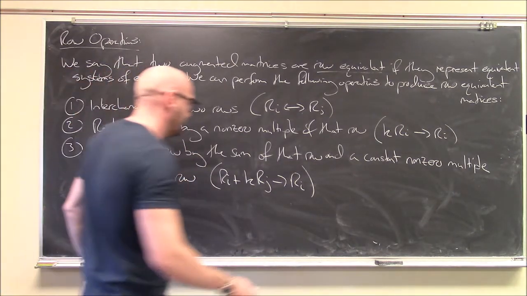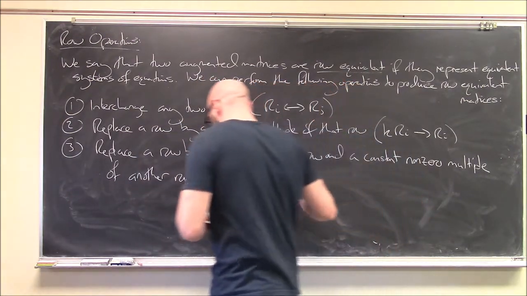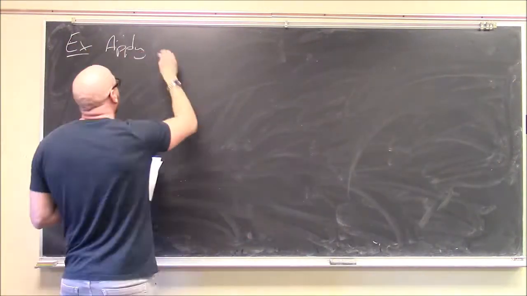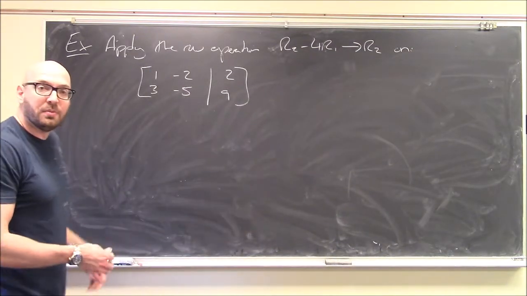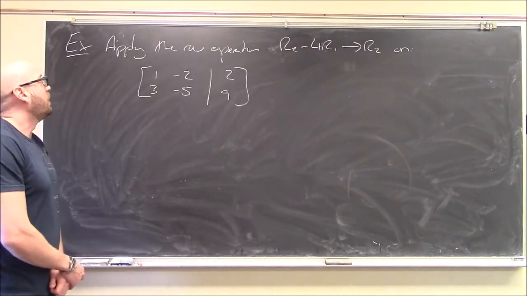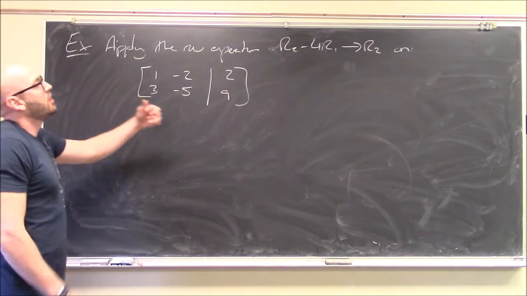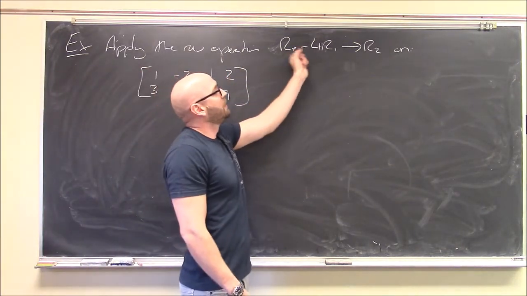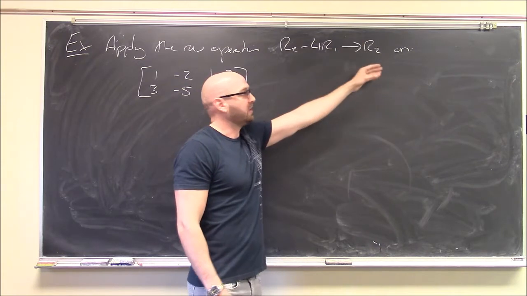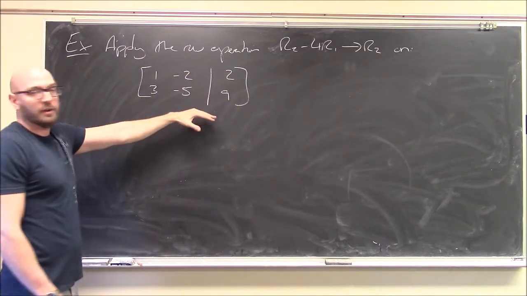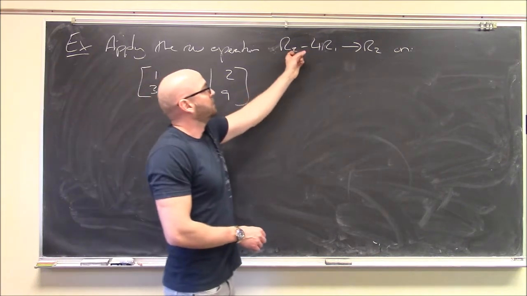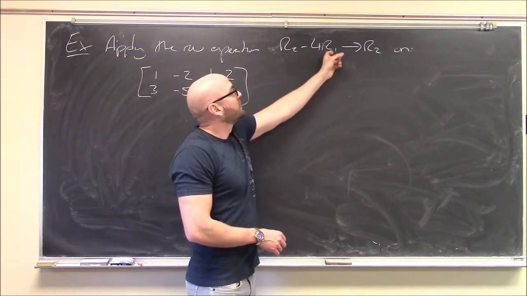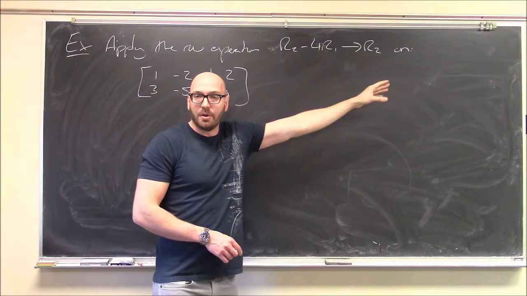So let's do a few examples. Alright, so our first example is just an example of these row operations. Here's the question: apply the row operation R2, row 2 minus 4 times row 1 replaces row 2 on the following augmented matrix. So this means I'm going to take row 2, I'm going to subtract 4 times row 1 from it, and that will become our new R2.